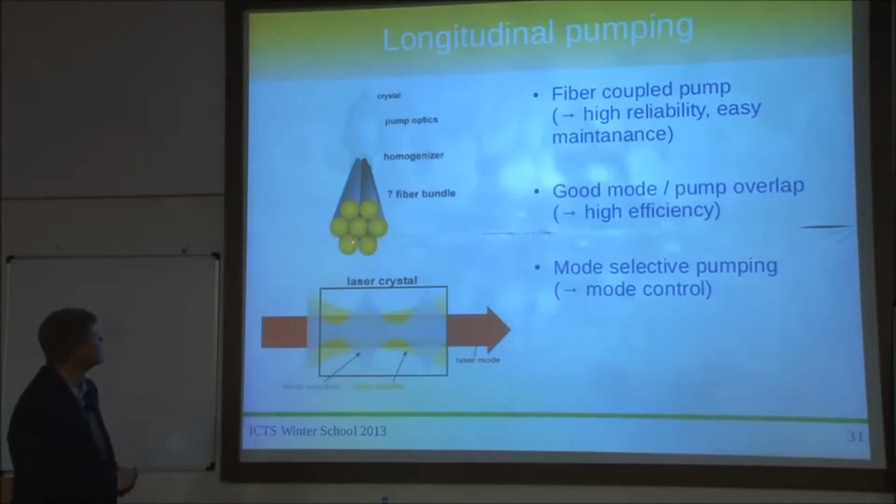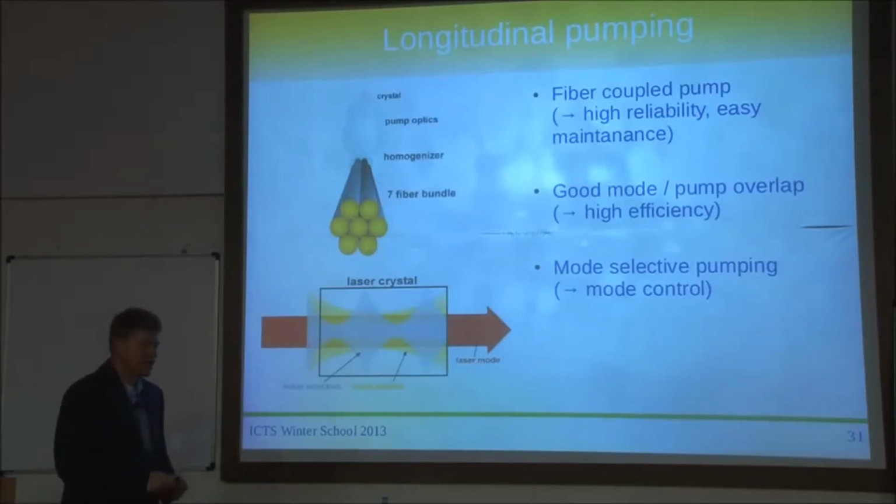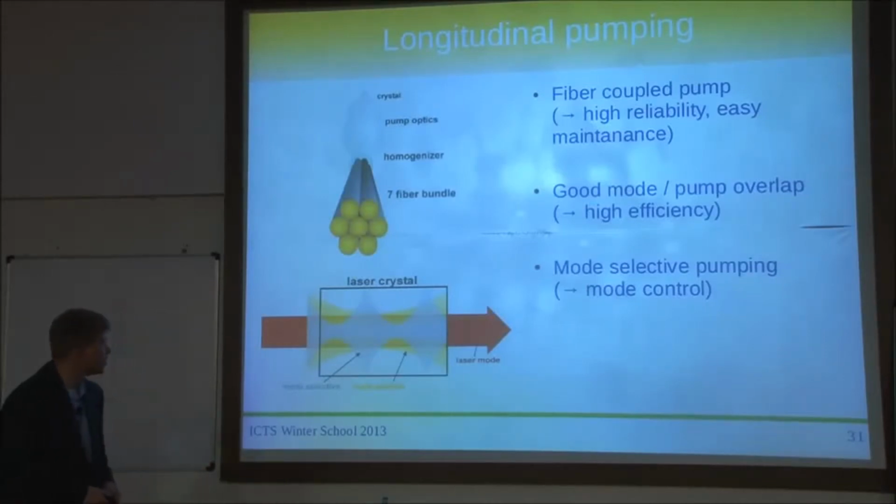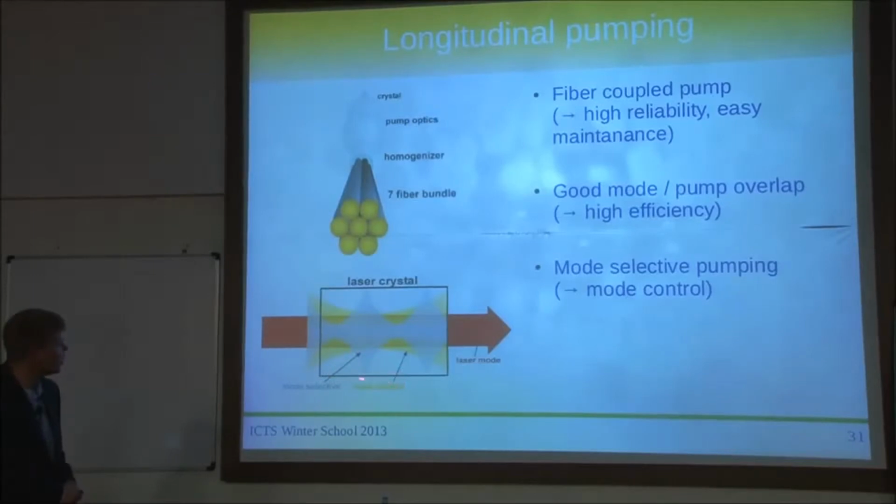So the light goes in through the homogenizer, through the pump optics to the crystal. And that already helps with not having any gain in the outer regions of the crystal. So there are actually two mechanisms for how you can get that. It's called either mode selective or mode adaptive pumping.